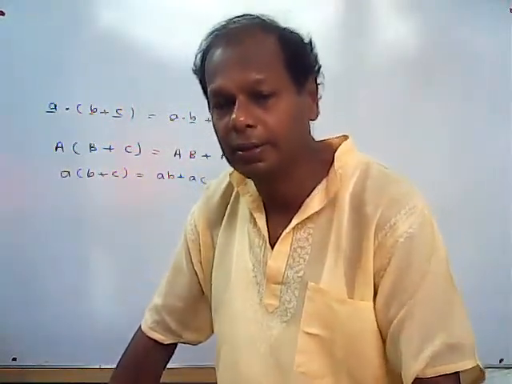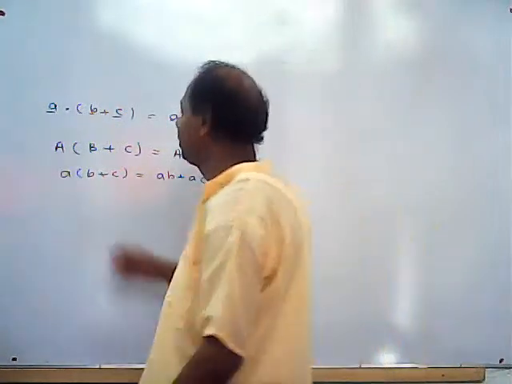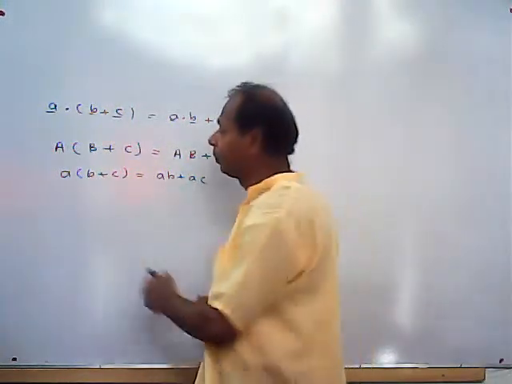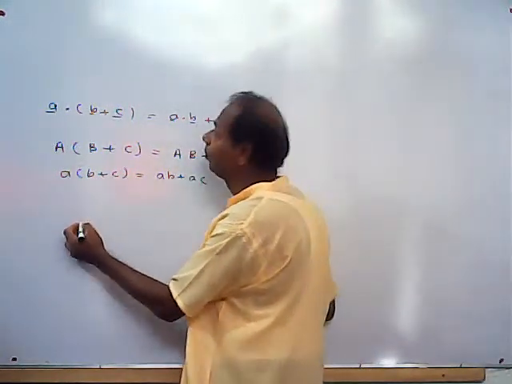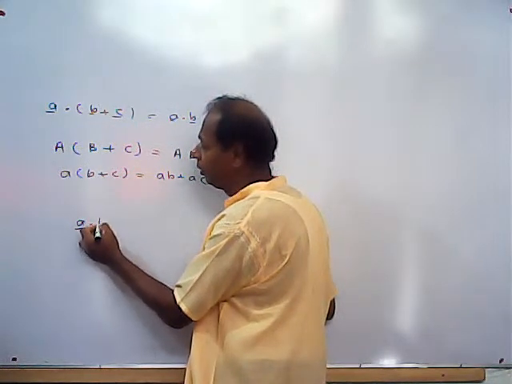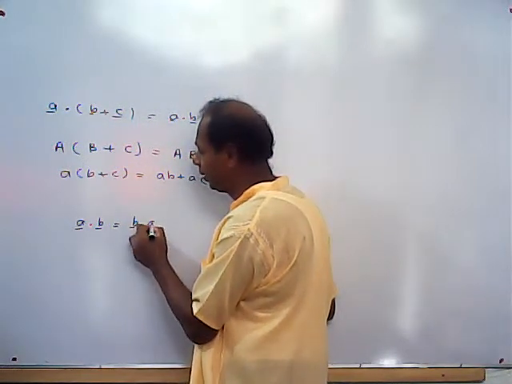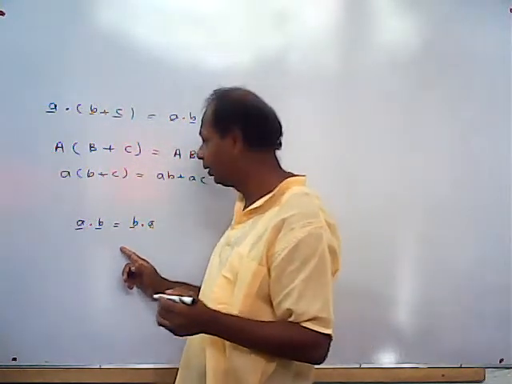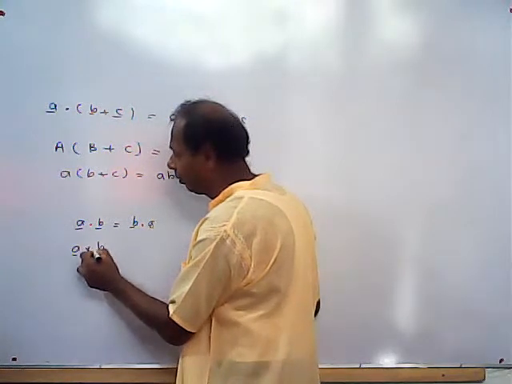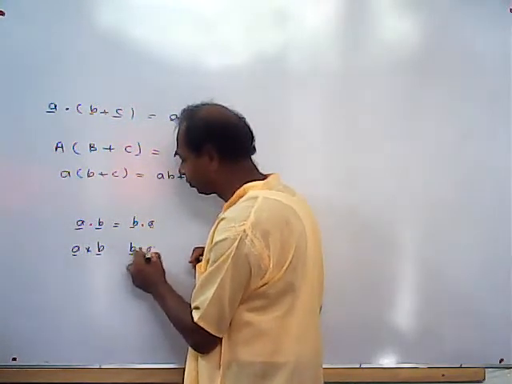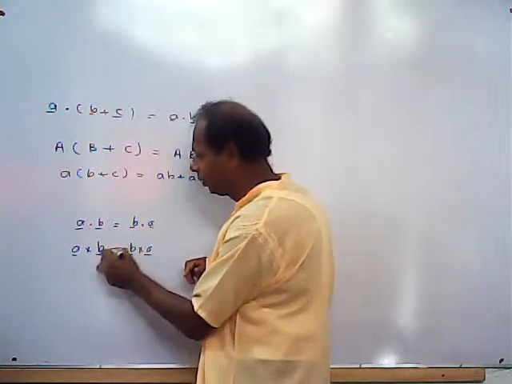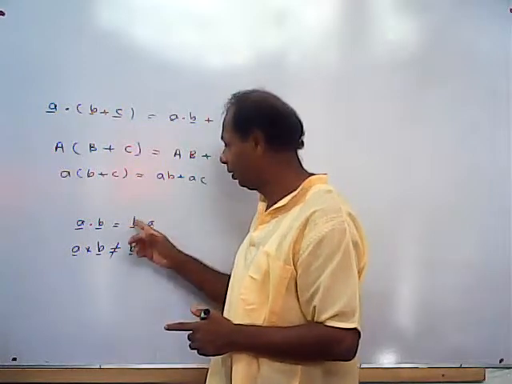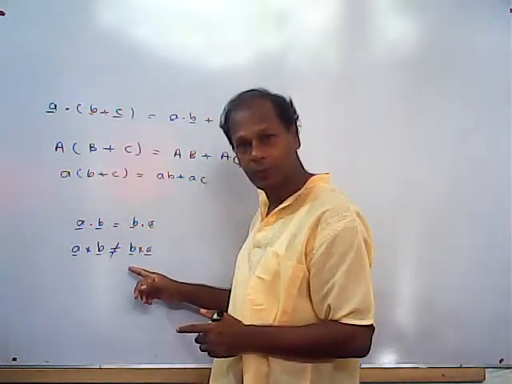In Boolean algebra also it appears the same form. In Boolean algebra, the first rule, the commutative law. In vectors, A dot B equals B dot A. The dot product obeys the commutative law, right? But A cross B, what about A cross B and B cross A? They are not equal. So the cross product of vectors does not obey the commutative law, right?